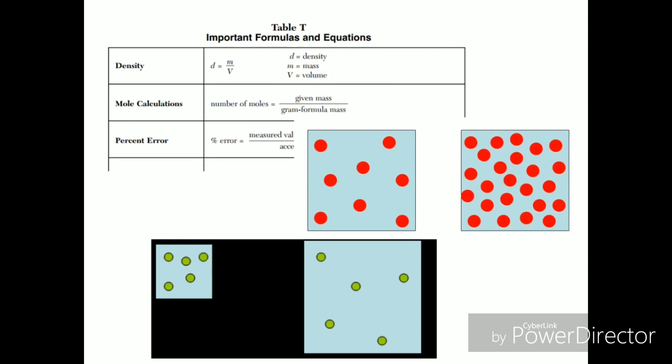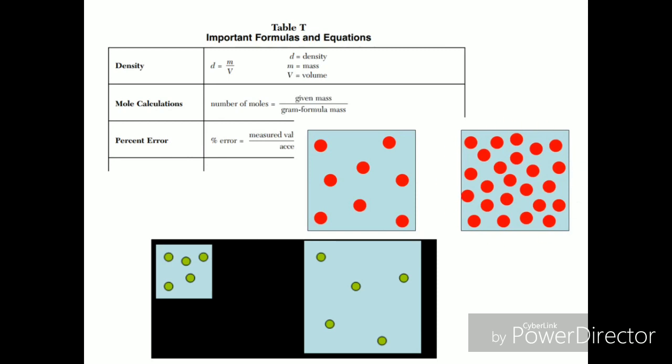You'll find the density formula here on reference table T. So density is the ratio of mass per volume. Notice these red particles occupy the same volume, but the box on the left is less dense because there is less mass, less particles in the same volume as the box to the right.